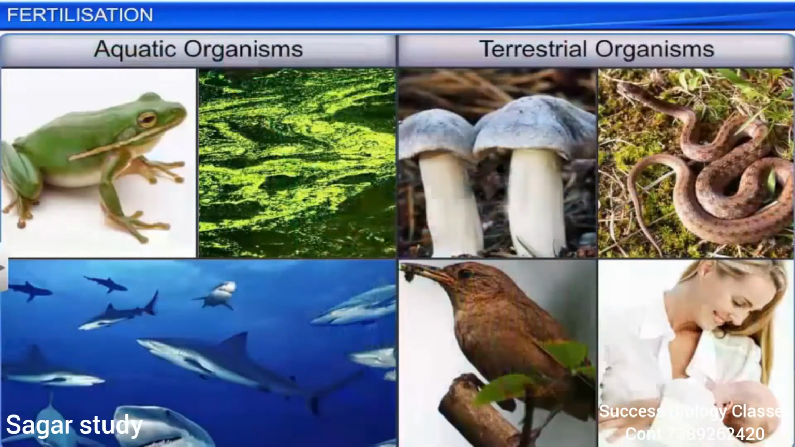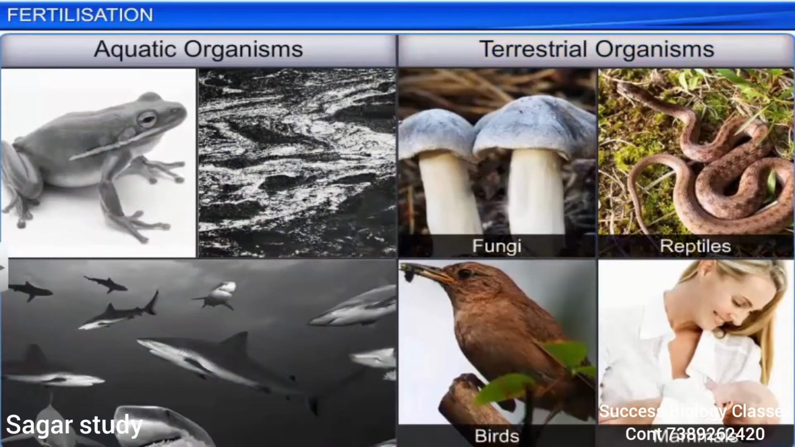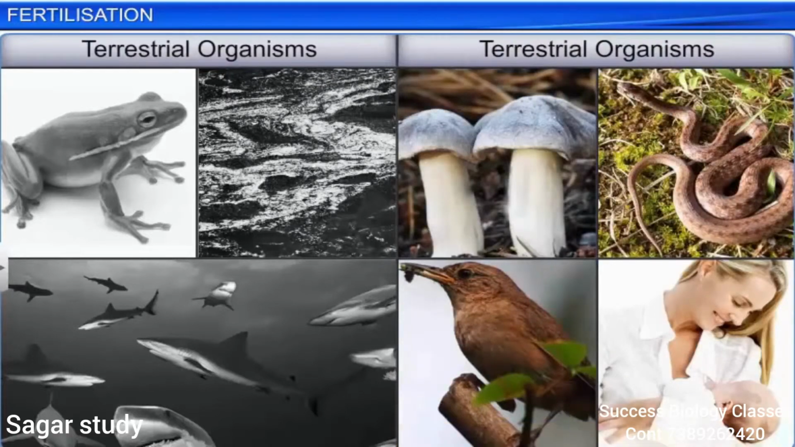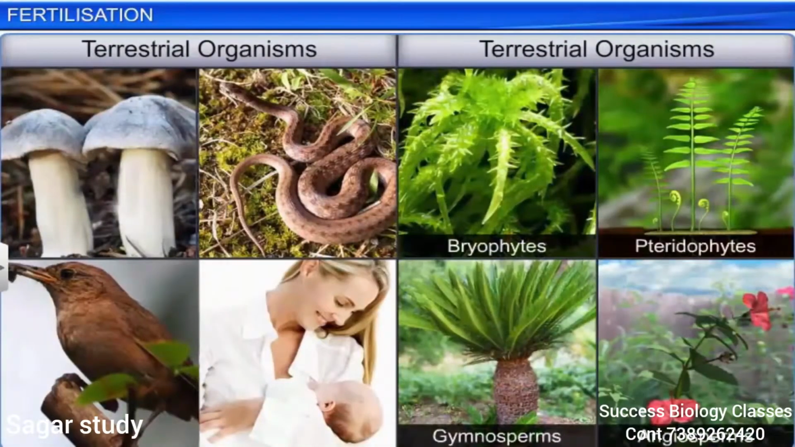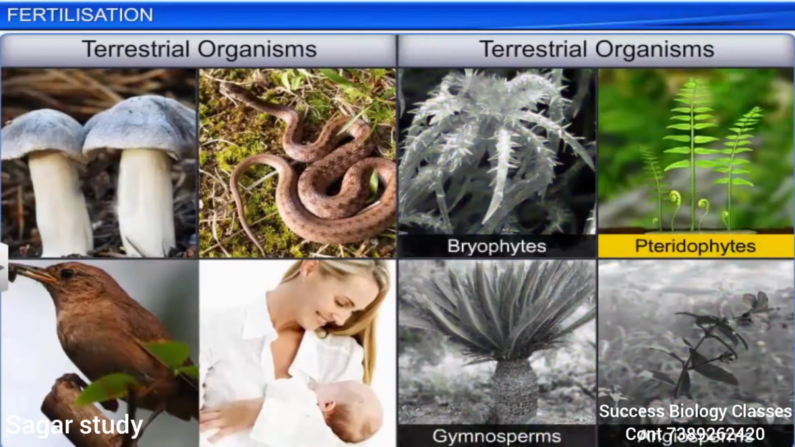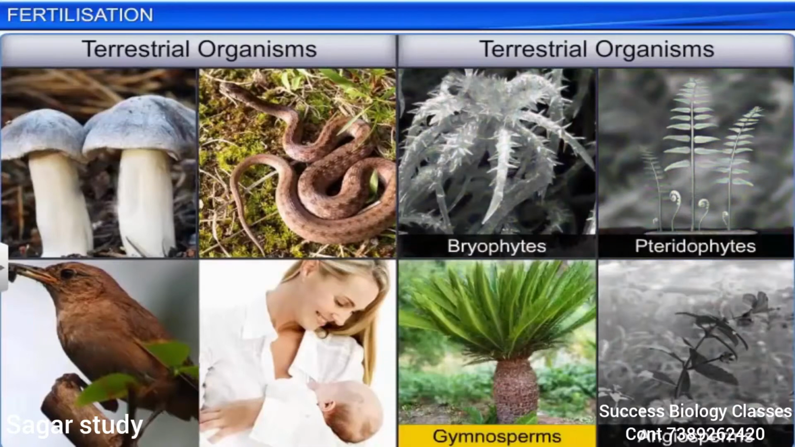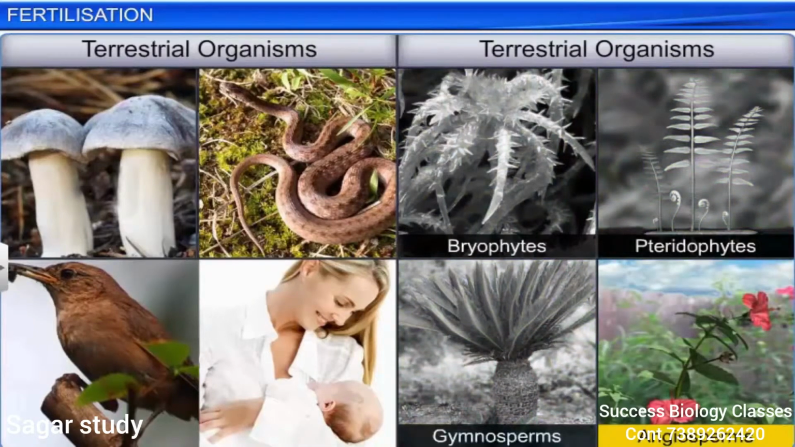While external fertilization is common in aquatic organisms, internal fertilization is common in terrestrial organisms, including fungi, reptiles, birds, mammals, and in a majority of plants, including bryophytes, pteridophytes, gymnosperms, and angiosperms.